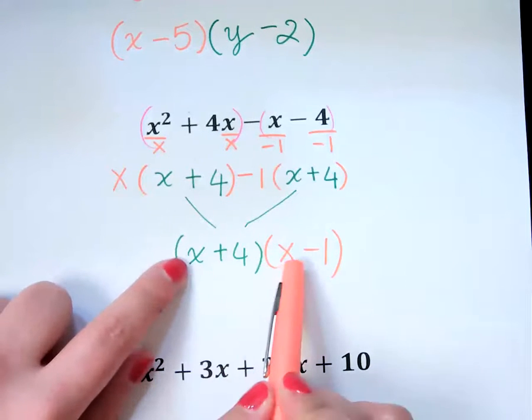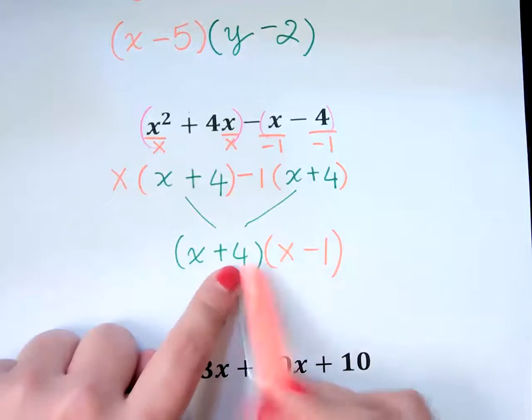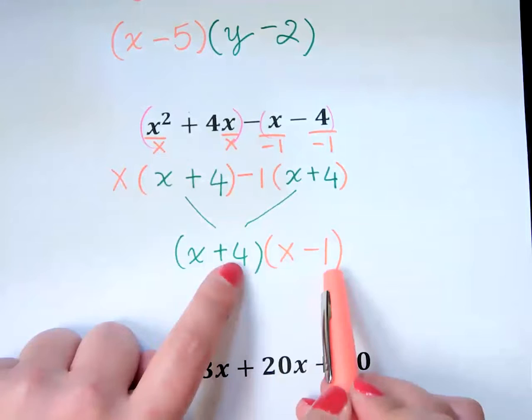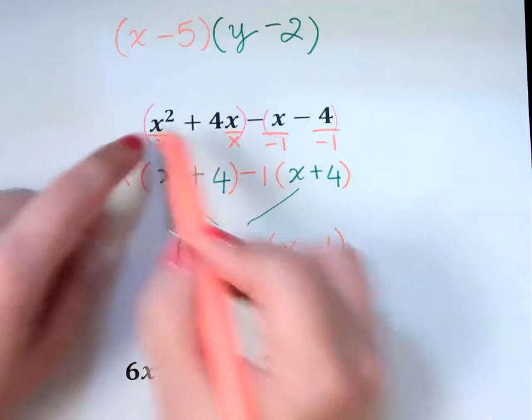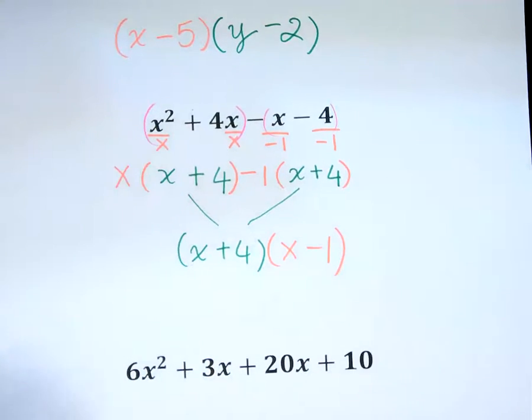X times x will give us x squared. X times negative 1 will give us negative 1x. And then 4 times x is 4x. 4 times negative 1 is negative 4. So it will give you exactly the same like this. Okay, let's take a look at another one.